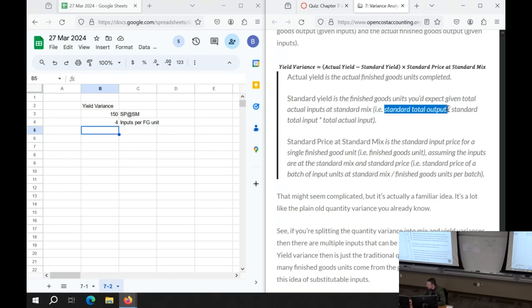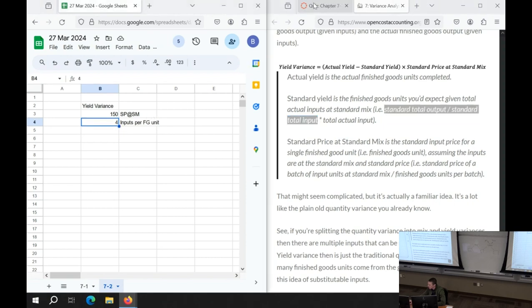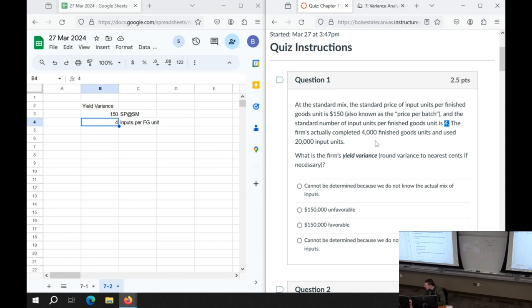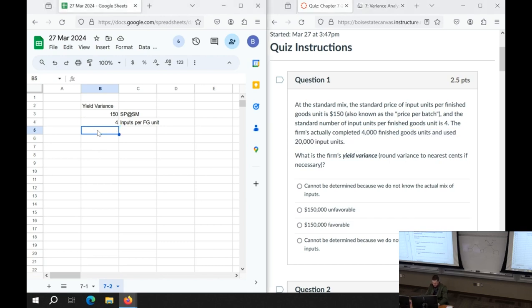So standard output over standard input, we expect 1 over 4. We expect 1 unit of output, so 1 finished goods unit, for every 4 units of input. So that's what that represents. Standard number of input units per finished goods unit is 4. So every input unit will give us 1/4 of an output unit, a finished goods unit. Now, the firm actually completed 4,000 finished goods units and used 20,000 input units. So 4,000 is our actual yield. 20,000 is our actual inputs.